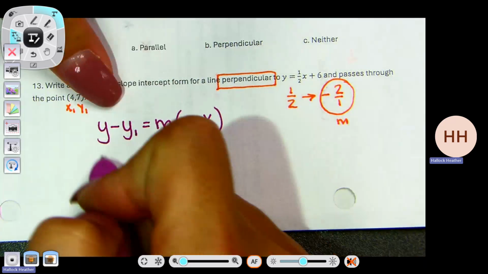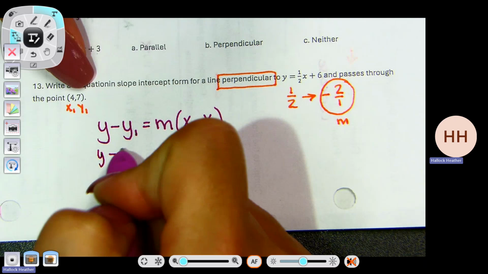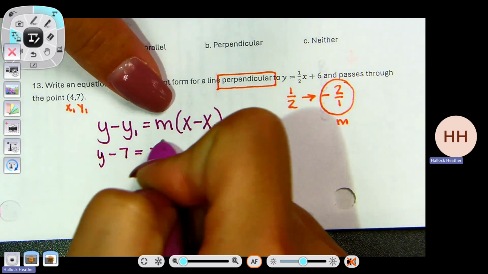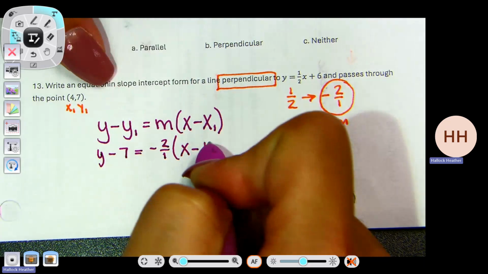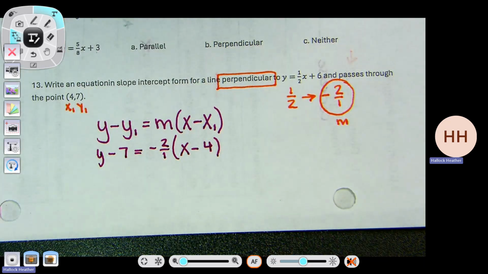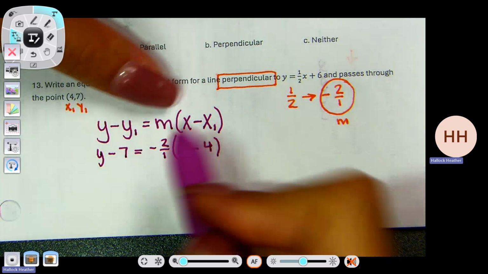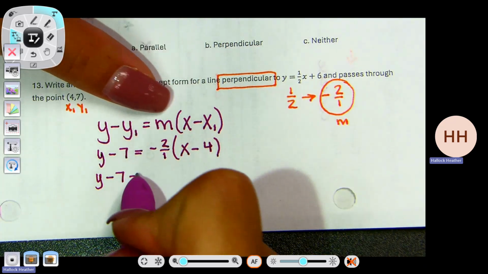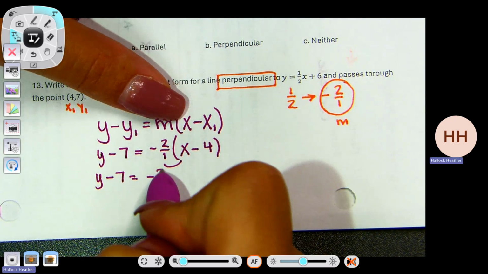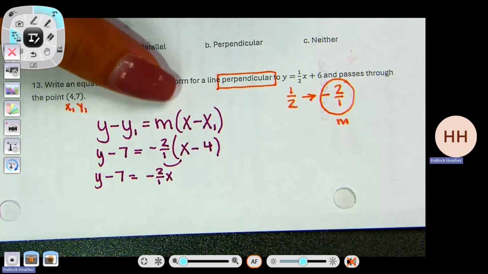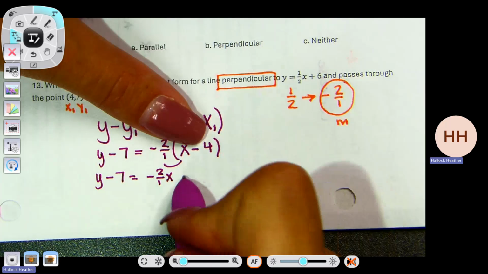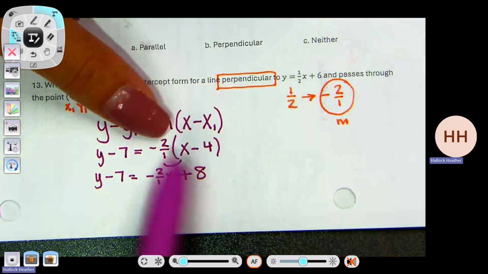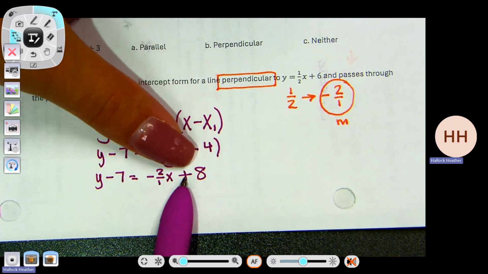So you should have Y minus 7 equals negative 2/1 times X minus 4. You're distributing -2/1. -2/1 is also just -2, guys, if you didn't know. But we'll leave it as -2/1. -2/1 X. And then what's -2/1 times -4? Positive 8, because a negative and a negative make a positive.